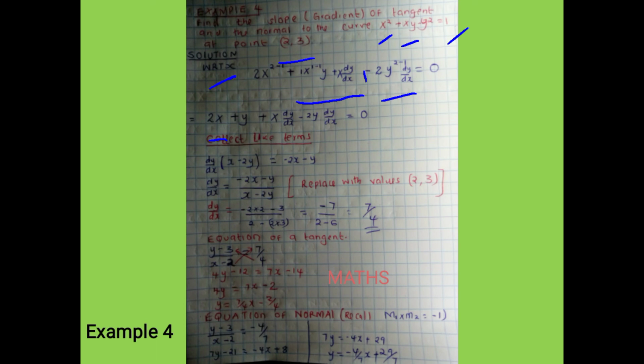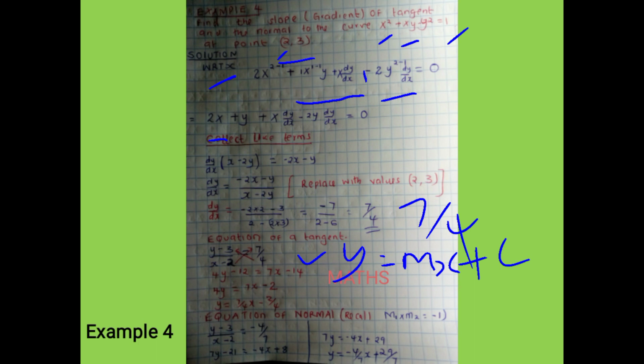we get negative 7 over 2 minus 6, which is 4. We get negative 7 over 4, and negative negative, so negative becomes a constant. You get 7 over 4. The equation of a tangent, you come and replace it directly, so y minus 3, which is the 3 is here, over x minus 2, which is 2 is here, x value, is equal to 7 over 4. So I know you still remember the equation y is equal to mx plus c.